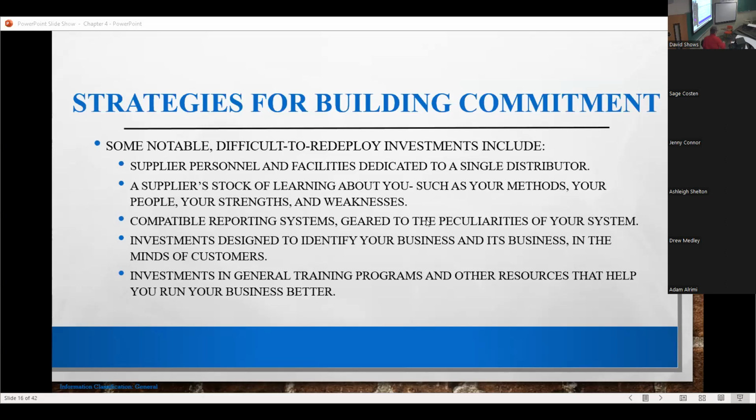You send your employees to them. They send employees to you. They learn about your methods, your people, your strengths, your weaknesses, all of those things. It's very much a baring of your soul. I mean, there's a lot to give up. You start to create reporting systems that are not specialized to your organization, but geared to the particularities of theirs.